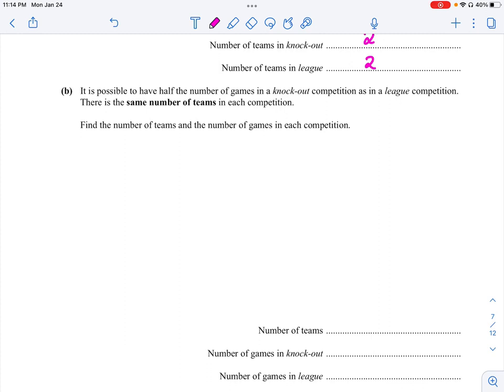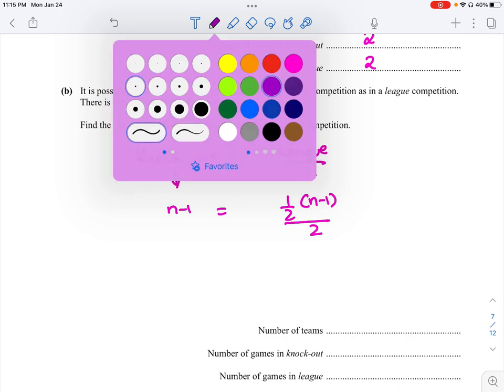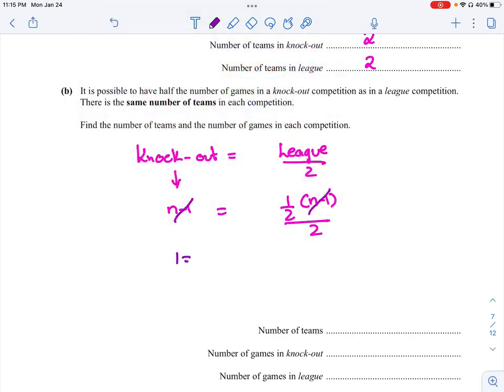Coming to part B, it is possible to have half the number of games in the knockout competition as in the league competition. So what does it mean? Knockout competition is equal to league competition upon 2. Knockout competition, just now we got n minus 1. League competition is half times n times n minus 1 upon 2. So what can I do from there? n minus 1 gets cancelled. 1 is equal to n upon 4. So n is equal to nothing but what? 4.